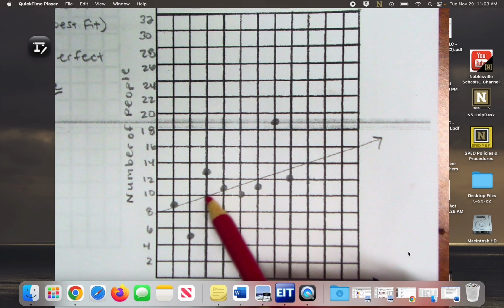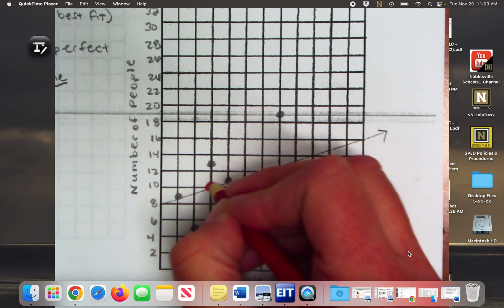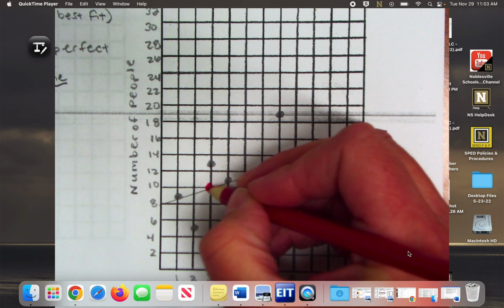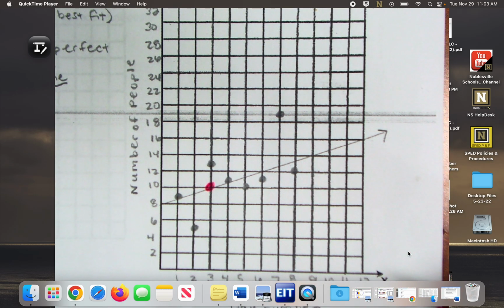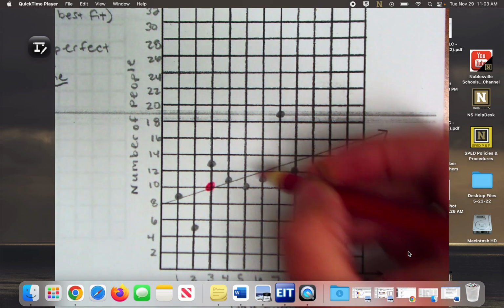So for example, this right here is a perfect intersection point because this point goes through 3 and 10 perfectly. It's not a point I already had. It's a new point that I'm creating. And then I'm going to look and see if I can find any others. This one looks pretty good. This would also be a perfect intersection point.